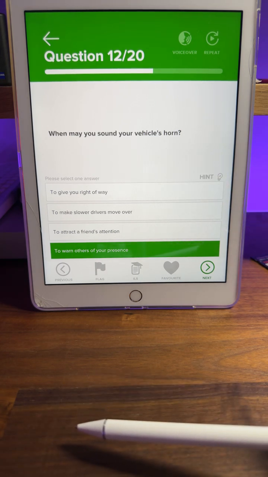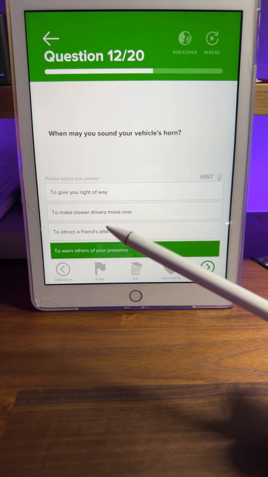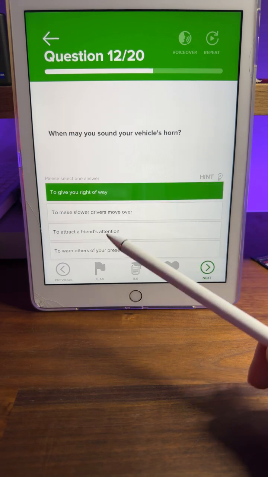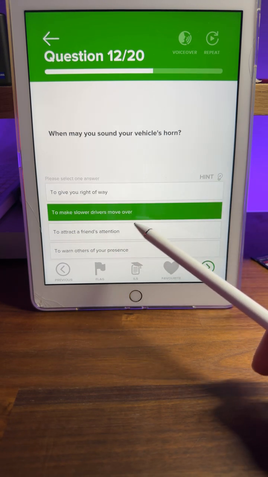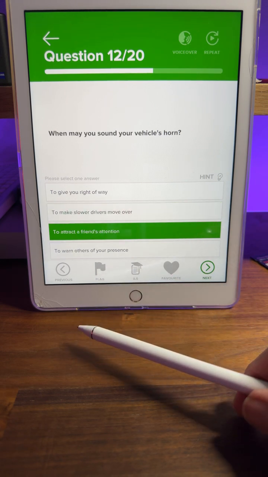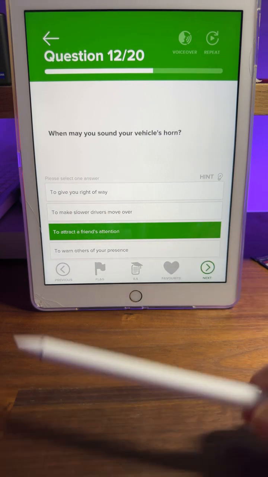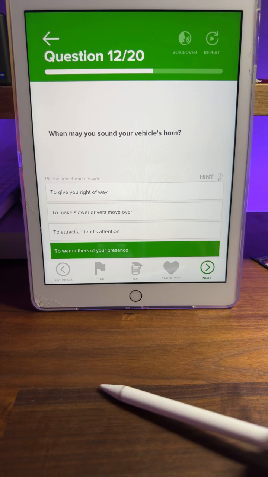Grace is saying D as well. Yeah, okay, so I'm going to ignore some of the comments that I'm seeing up on the screen. It is not to give you right of way, and you should not use it to make slower drivers move over. It is not really used to attract a friend's attention, or you can actually make them aware of your presence. So yeah, to warn others of your presence is the correct answer, yeah?